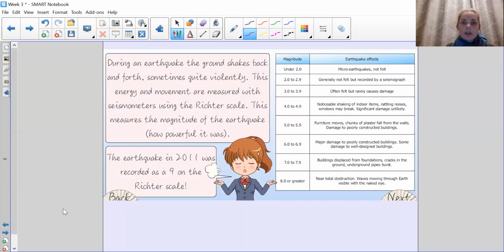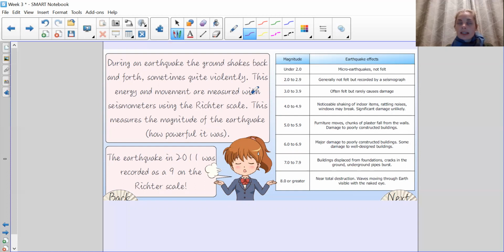So during an earthquake, the ground shakes back and forth, okay? If you're standing and experiencing an earthquake, your body will be going back and forth and the whole area will be shaking violently. This is a lot of energy and movement, measured with seismometers using what we call the Richter scale, okay?